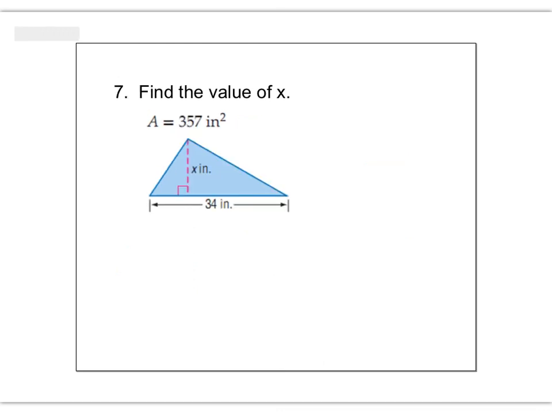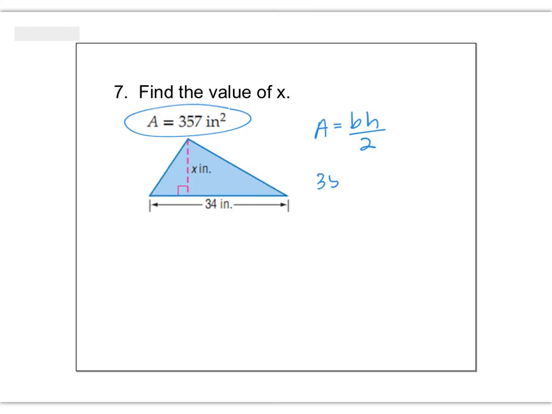Number 7. This is a triangle, and I notice they give us the area of the triangle is 357 square inches. So I see some clues here. I know we're dealing with a triangle, and I know we're given the area. So I'm thinking base times height divided by 2 is going to be our formula that we're going to use because we have a triangle. Fill in what you know. Work backwards.